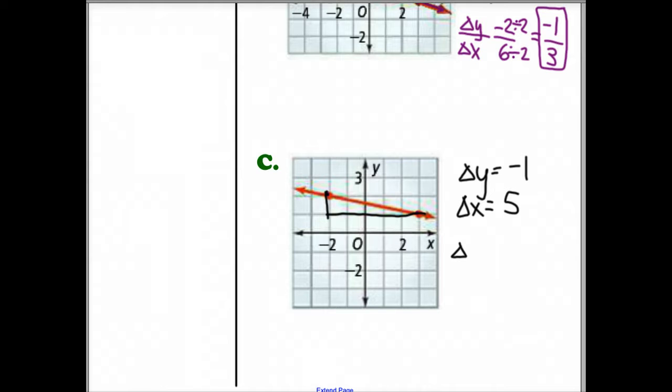Now we want to try and write our slope as the change in y over the change in x. So that's negative 1 over 5. So that's our slope for this one.